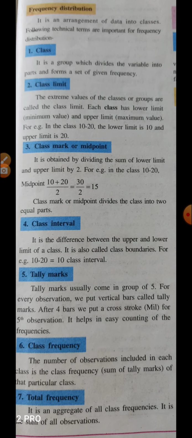It is a group which divides the given data into parts and forms a set of given frequency. For example, for the numbers 0, 1, 2, 3, 4, 5, 6, 7, 8, 9, 10, we can form a group, that is 0 to 10, and the number of students with marks between 0 and 10 is 5. So 5 is the frequency of the class 0 to 10.